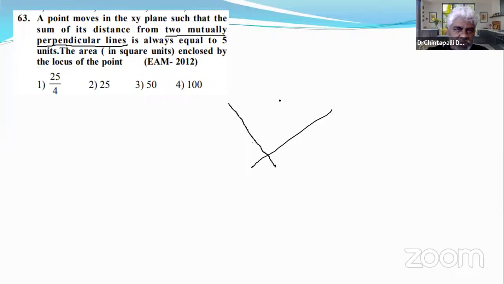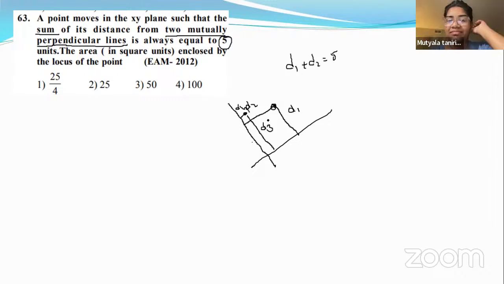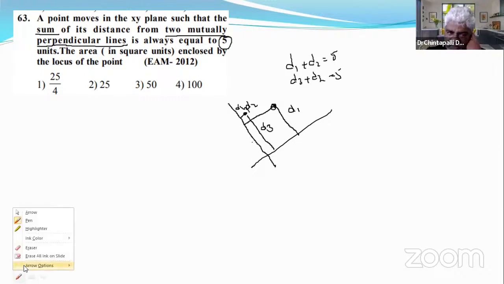And a point in the xy plane is moving. That means it is a point. Its distance from two mutually perpendicular lines: this is its distance from the first line, and this is its distance from the second line. Such that the sum of its distances, suppose this distance is d1 and this distance is d2, so d1 plus d2 is equal to 5. And then this point may move to the next place. Then its distances are d3 and d4. And d3 plus d4 is also 5. Like that.